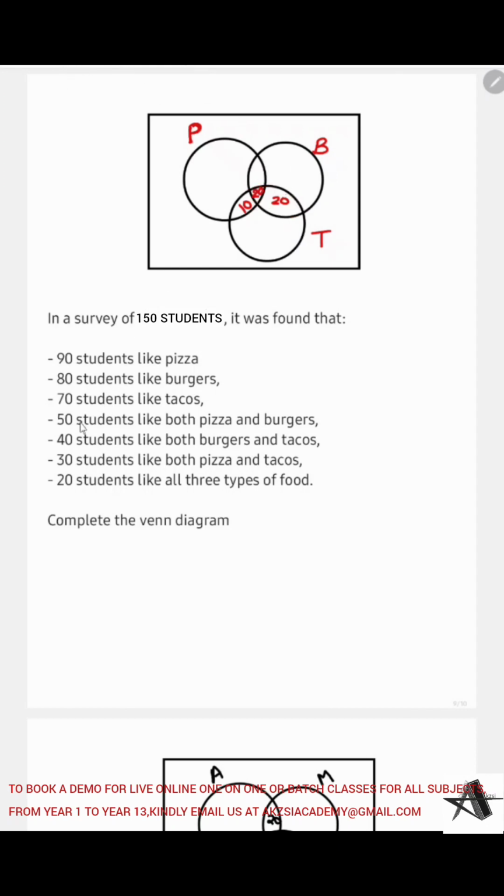Now 50 students like both pizza and burger. So that means pizza and burger are liked by 50 students. 20 we have already filled, so I have to fill 30 here, because adding up will give me 50.